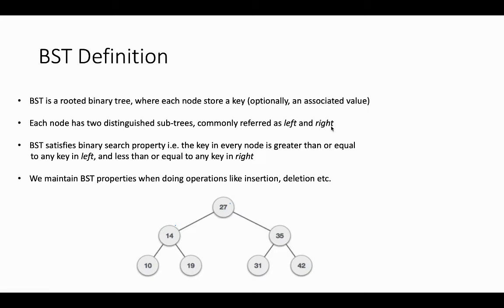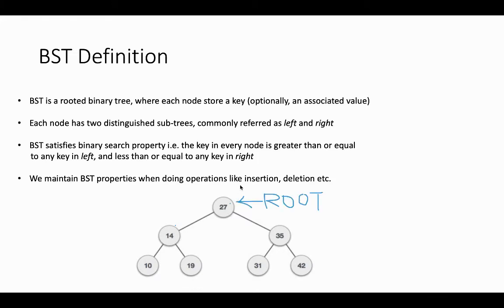BST satisfies a very fundamental binary search property, which is: the key in every node is greater than or equal to any key in the left subtree, and the key in any node is less than or equal to any key in the right subtree. Then when we perform certain operations like insertion, deletion, max, min, or search in BST, we need to maintain this BST property. So let's look at this sample BST.